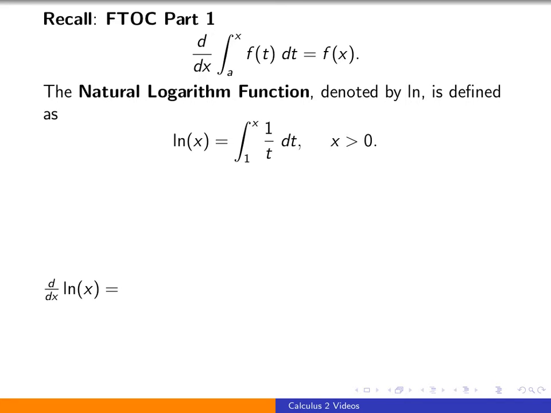In this video, we will begin our investigation of the natural logarithm function. Specifically, we will provide a definition from a calculus perspective and determine what its derivative is so that we can work through a few examples.